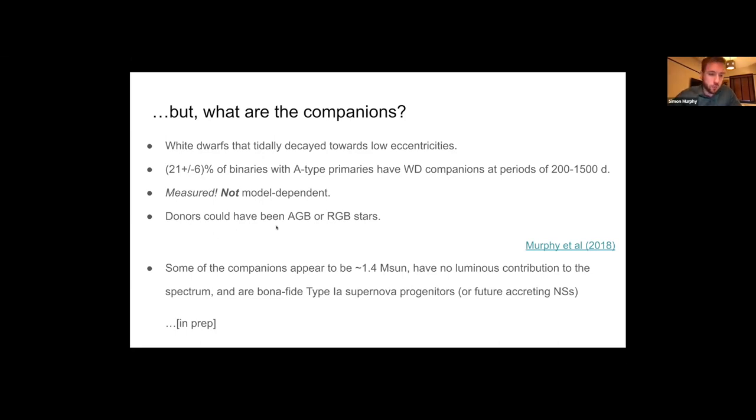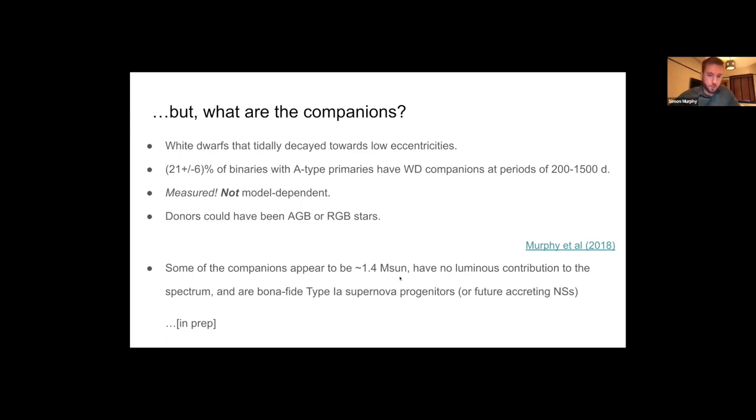The donors could have been AGB or RGB stars. So it depends whether the mass transfer happens at the tip of the RGB or if it happens after the red clump phase when the stars are on the asymptotic giant branch. And interestingly, some of these companions appear to be very massive, as high as 1.4 solar masses.